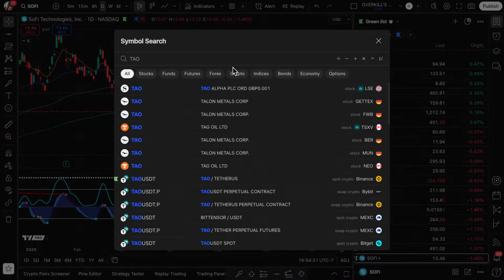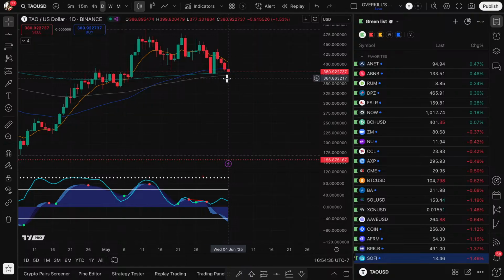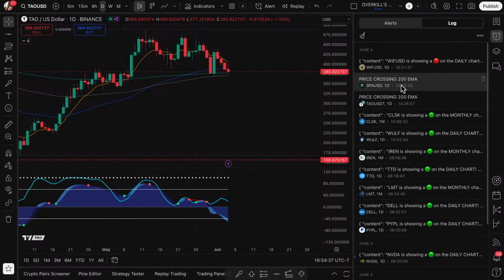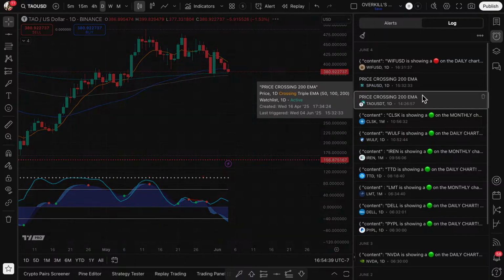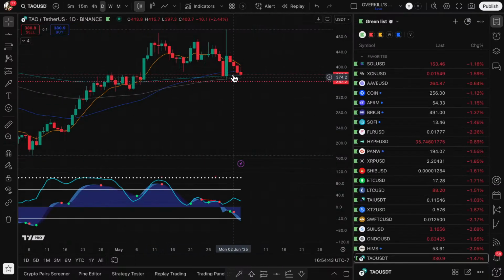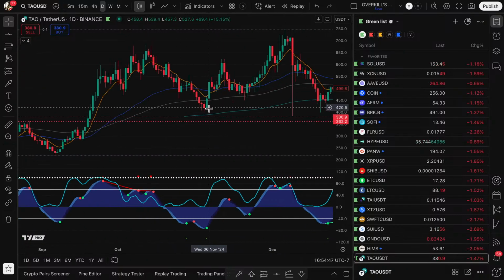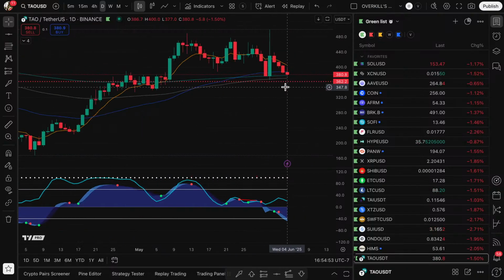TAO. I was looking at this today. I got the alert that it's into the 200 EMA here. Price crossing the 200 EMA, that's an alert that I have set up here. And you can see it's right into that 200. One of my favorite places to buy is into that 200-day moving average or close to it. When it's touching it, that's typically where I want to take a trade. And right now it's touching it.